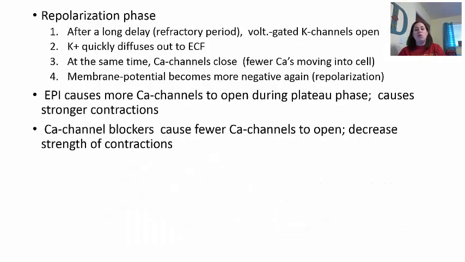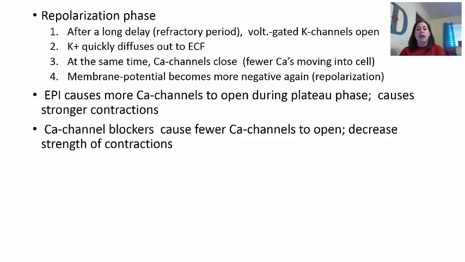Now, after this whole refractory period, we see that there's going to be repolarization. After the refractory period, the voltage-gated channels for potassium are going to open. The potassium is then going to leak out pretty quickly into the extracellular fluid. This brings us back from our positive number towards our negative 90 so that we can reset for the next contraction. At the same time, the calcium channels close, fewer calciums are moving into the cell, and the membrane potential becomes more negative again, and we're repolarizing so that we can receive another signal to allow for another contraction.